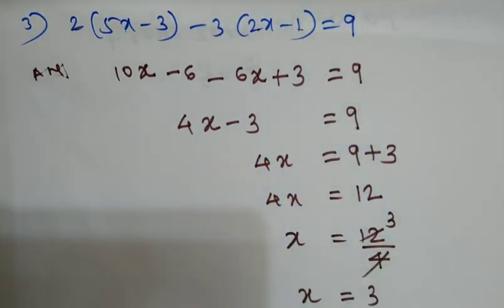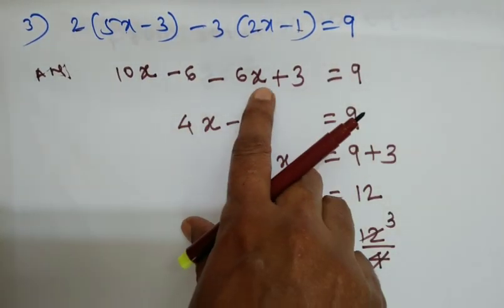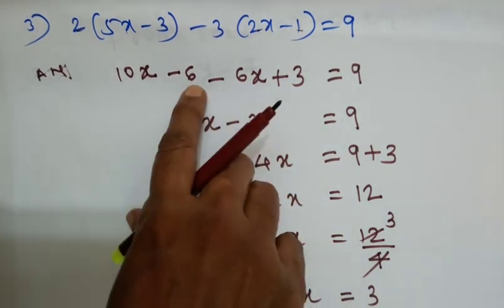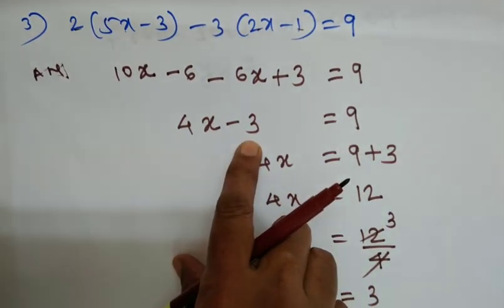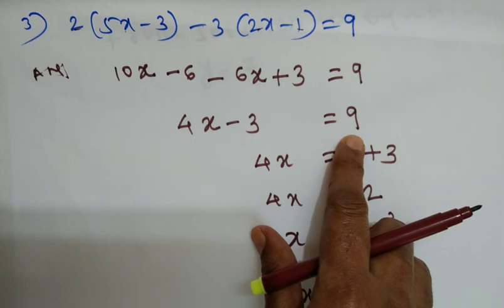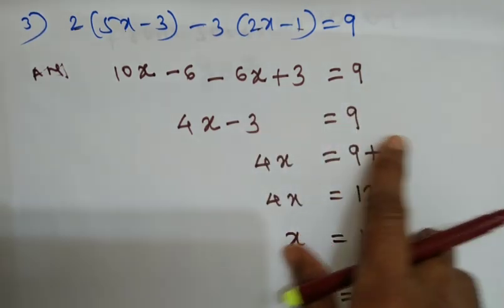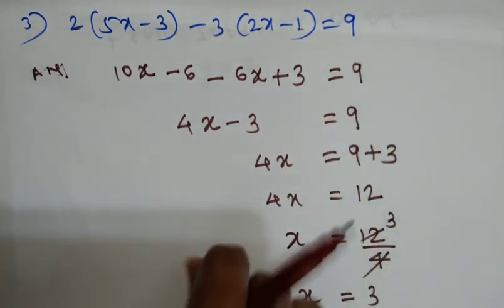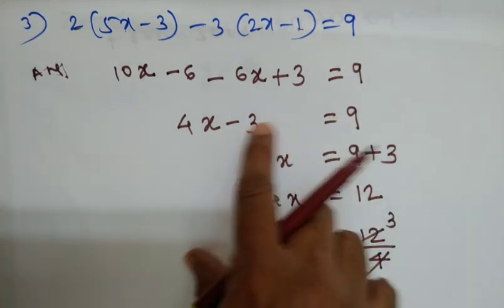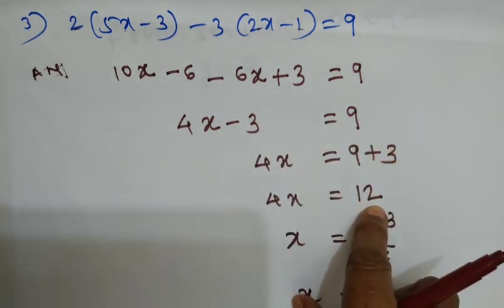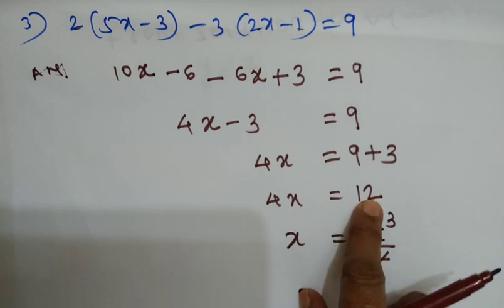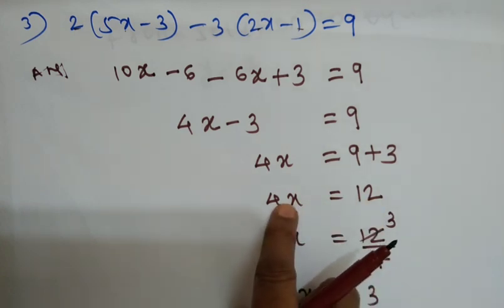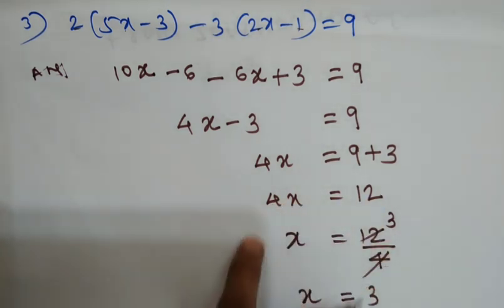Now add the variables. 10x minus 6x is 4x. Now minus 6 plus 3 is minus 3, equal to 9. Now you have to take minus 3 to the right side, constant terms on one side. So 4x equal to 9 plus 3 is equal to what? 12. Now 4 times x is equal to 12. So here the relation is multiplication. If you take 4 to the right side, it becomes division. So x is equal to 12 by 4. So x equal to 3 is the solution of this equation.